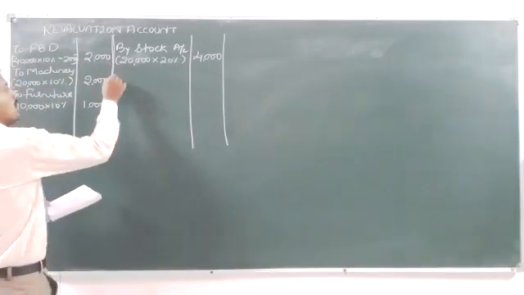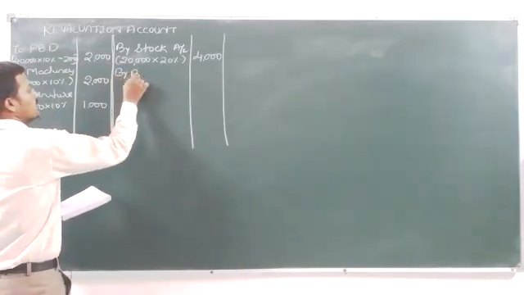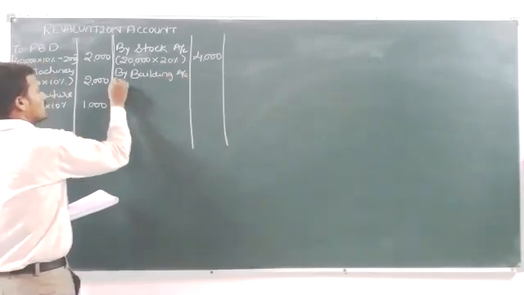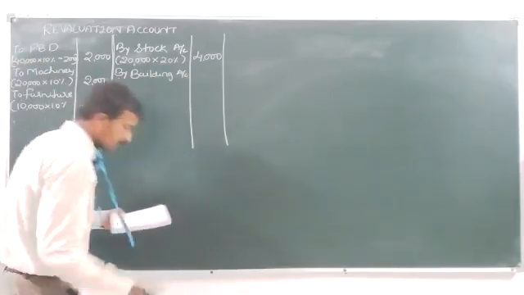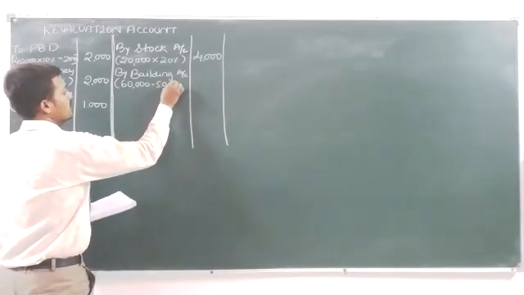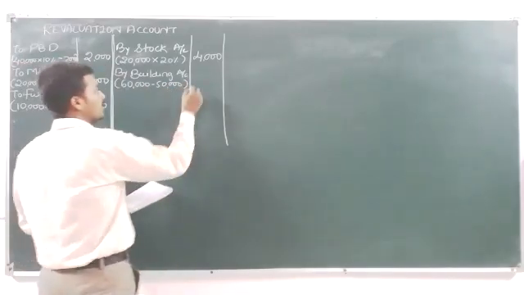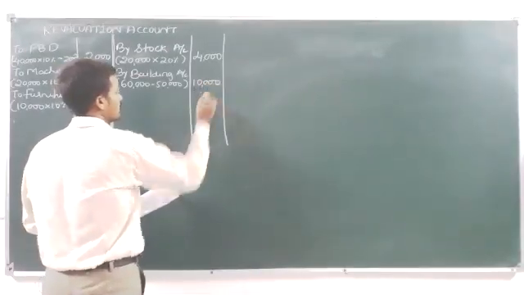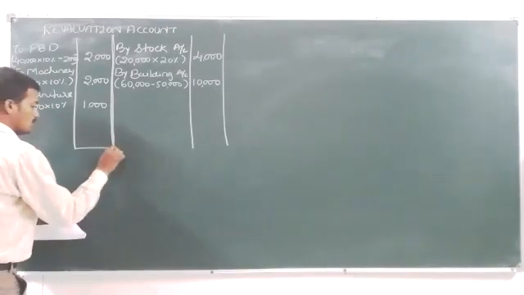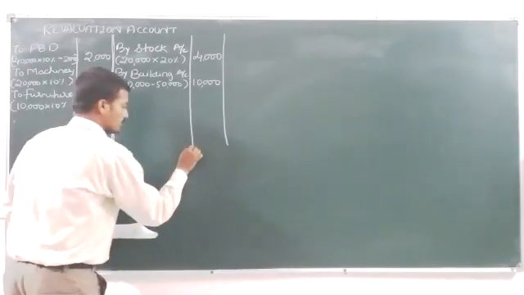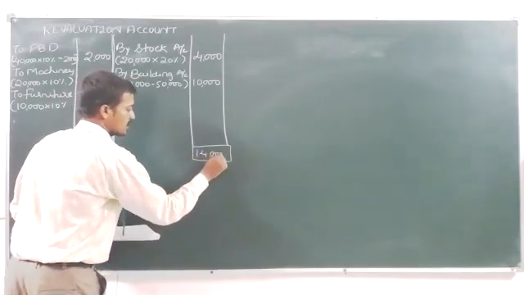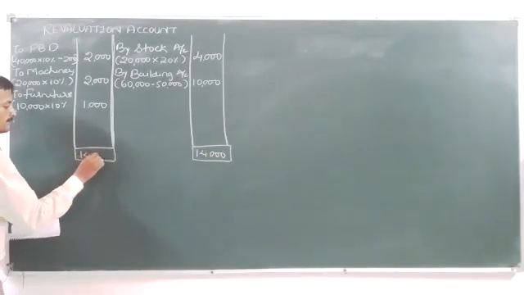Now, building is revalued at rupees 60,000. So here, by building account, in brackets, 60,000 minus 50,000. It will be 10,000. So, total, it will be 14,000.